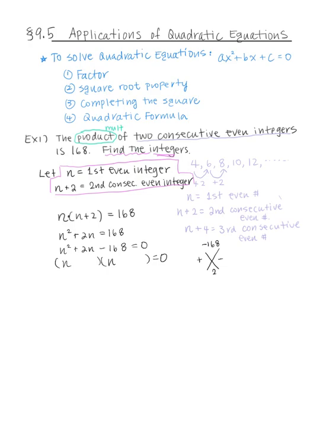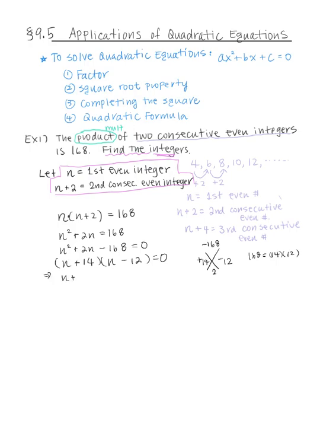Now, let's find the side numbers. How about 168? Is it the same thing as 14 times 12? I think so. So if I put a positive 14 and then minus 12, this is going to multiply to negative 168, and if I add those two, I get positive 2. So this is perfect. So we're going to put n plus 14 and then n minus 12 equals 0.